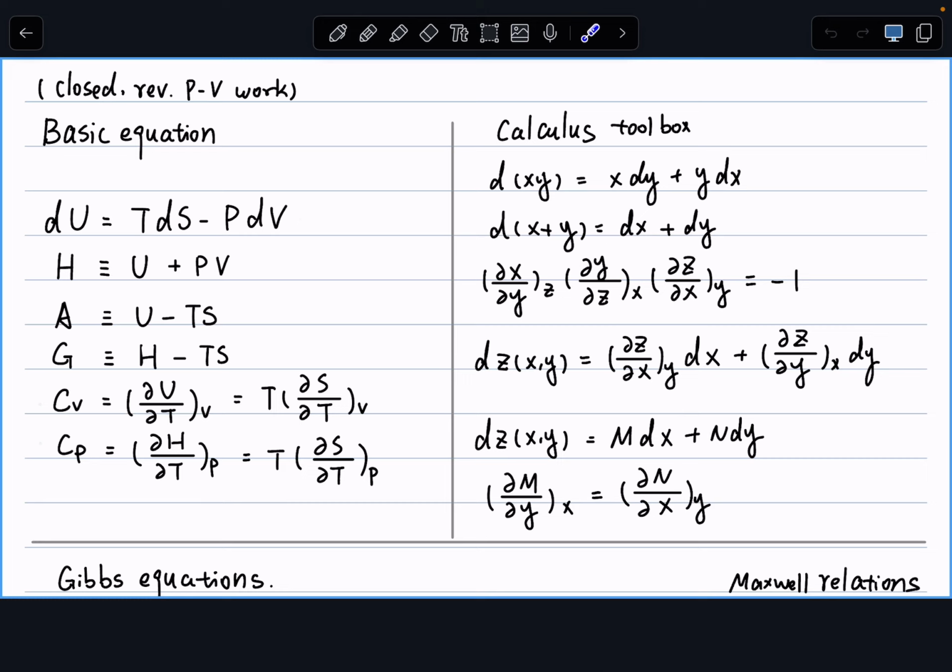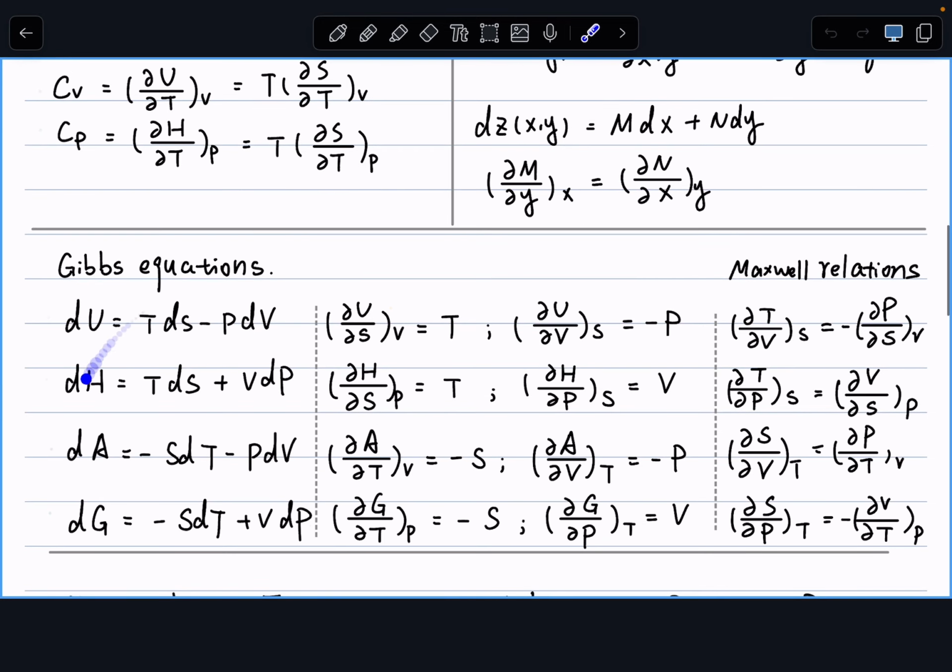What we did is we started from these basic equations. These six are the basic equations of thermodynamics. If you're going to write out only six equations, you want to write out these six. The first one, dU equals TdS minus PdV, is true for closed reversible processes, PV work only.